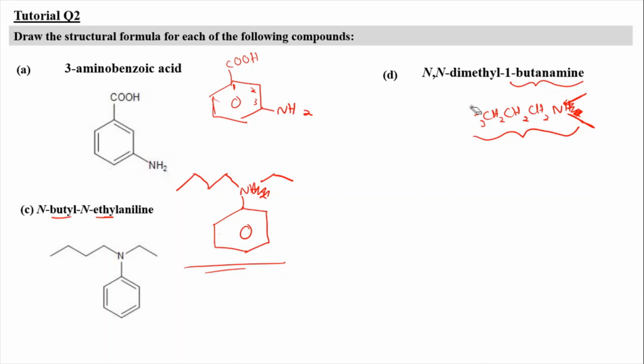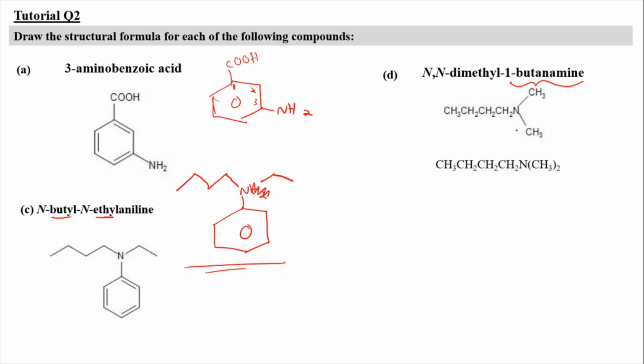Okay, so if I were to draw it nicely, I will get something like this. Or you can also write it as CH3, CH2, CH2, CH2, N, CH3 in bracket 2, which refers to the N here. Okay, so that's for question number 2.